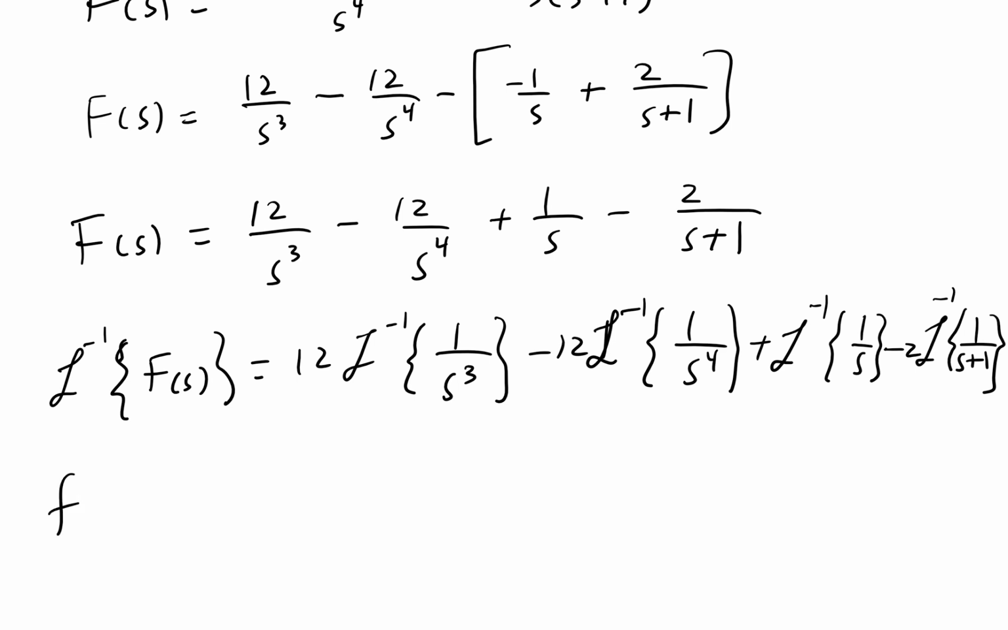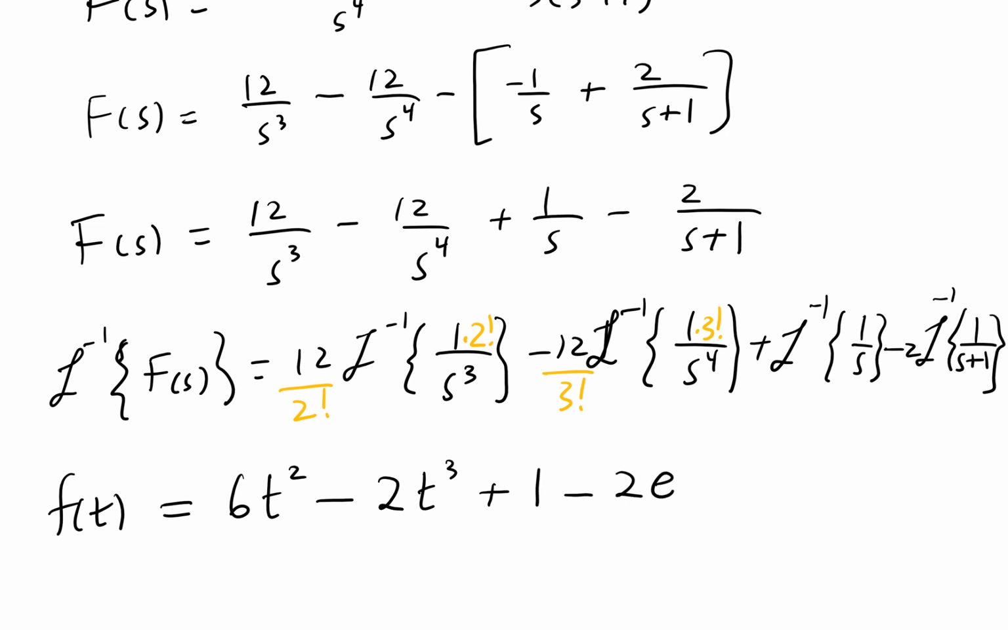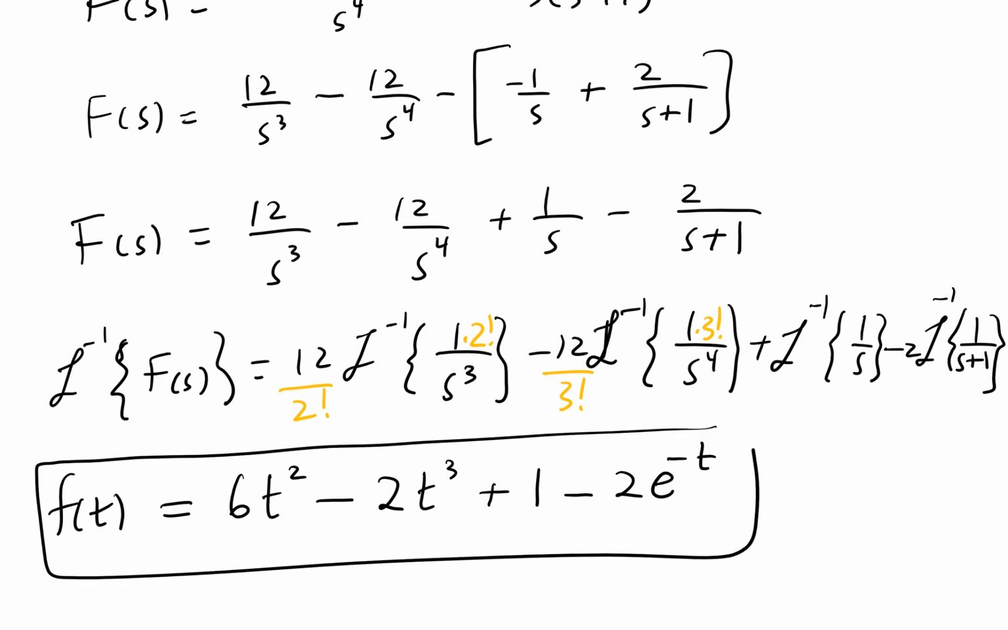On the left hand side, this is very simple. It's f of t. That's what we're looking for. For this one, we need to multiply by 2 factorial, and do the same thing in the denominator. For that one, we need to multiply by 3 factorial and do the same thing in the denominator. So we get 12 divided by 2 is 6, and the inverse Laplace of this one is t squared, minus, 3 factorial is 6, 12 divided by 6 is 2, and the inverse Laplace of 1 over s to the fourth is t cubed, plus the inverse Laplace of 1 over s is just 1, minus 2e to the negative t. So that's the solution for that integral equation.